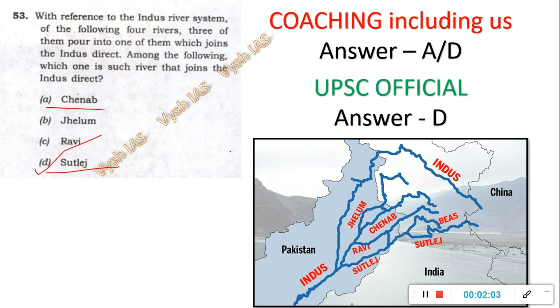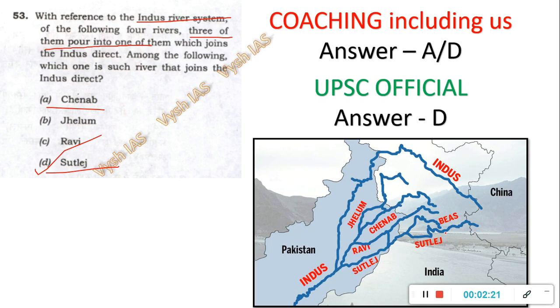If you see this map, the question is, with reference to the Indus River system, of the following 4 rivers, 3 of them pour into one. That is the problem here. The wording should have been the confluence of 3, or the joining or merging of 3, pour into one. This is what the problem was.